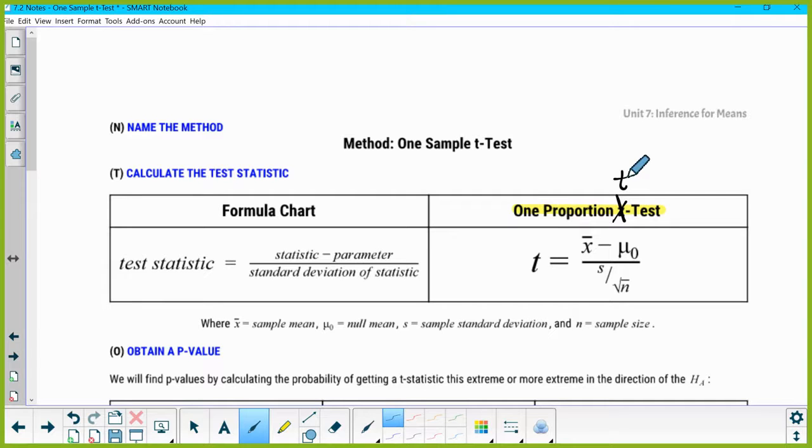So how we calculate this. Our statistic, remember statistic has to deal with sample. They both start with S. Our statistic is X bar. This is going to be given to you. This is our sample mean.